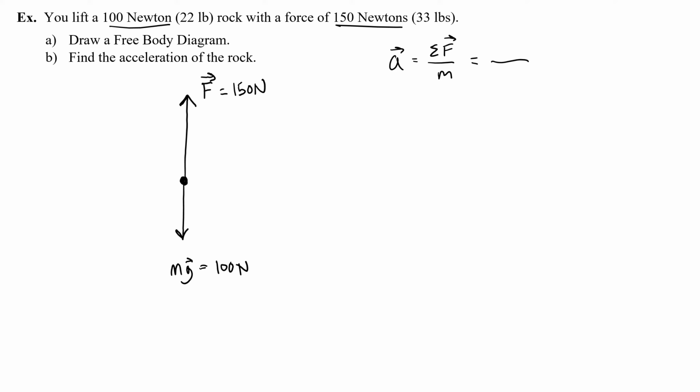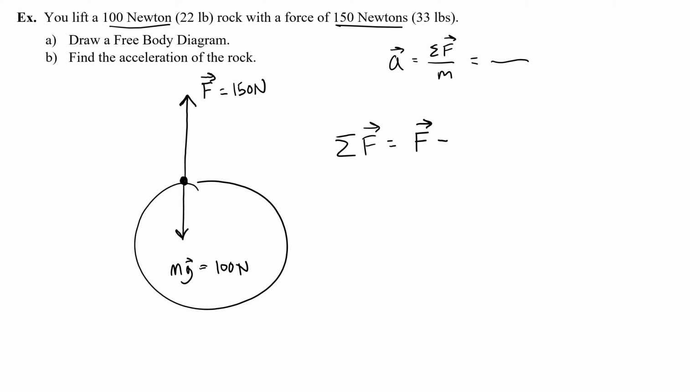Let's start with the net force. To find the net force, I notice that there are no x forces, so I don't need to take a look at those. There are only y, or vertical forces. The external or applied force goes up, so I'm going to write sigma F equals F for my applied force up, minus the weight force going down. So I'm using minus because that force goes down.